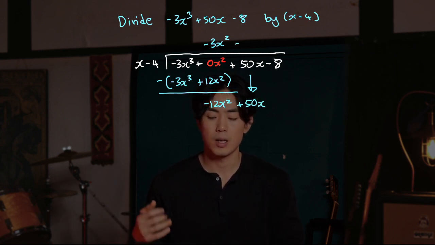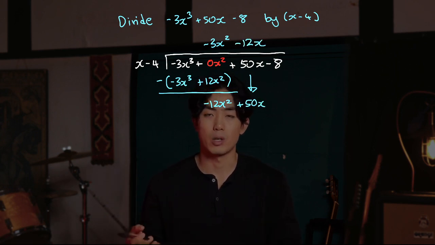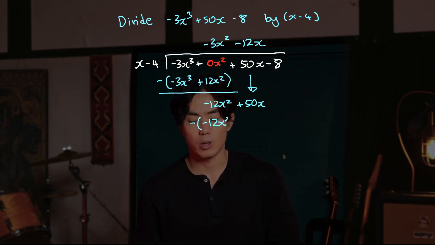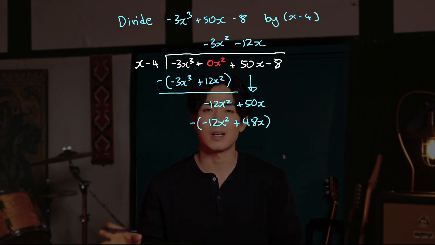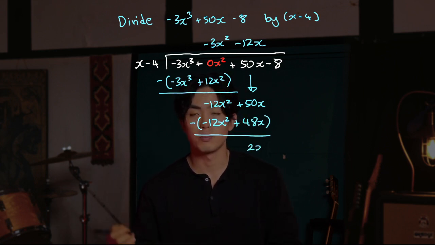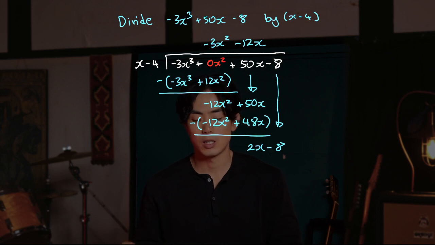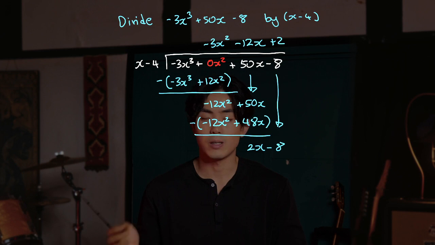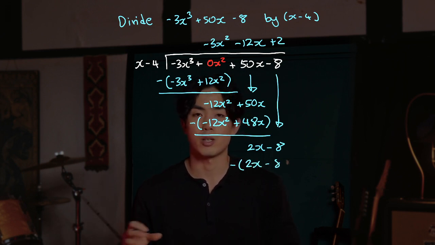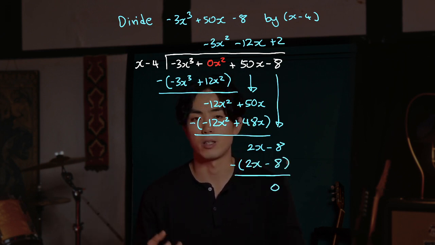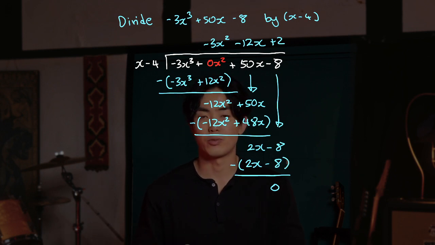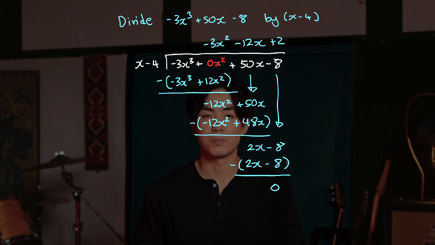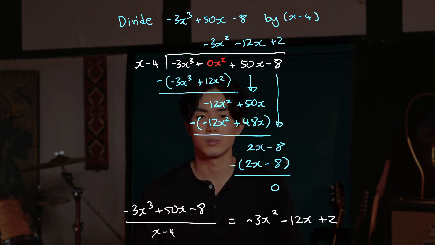repeat. So minus 12x squared divided by x is minus 12x, write it in the quotient place, times that back, so I get minus 12x squared plus 48x, put them in brackets and subtract. I'll be left with 2x, bring the minus 8 down, and then repeat. So 2x divided by x is just plus 2, right in the appropriate area. 2 times x minus 4 is 2x minus 8, which I subtract, and I get 0. So I got a remainder of 0, which tells me that x minus 4 is a linear factor of the original polynomial. And so I can rewrite the original polynomial like this.